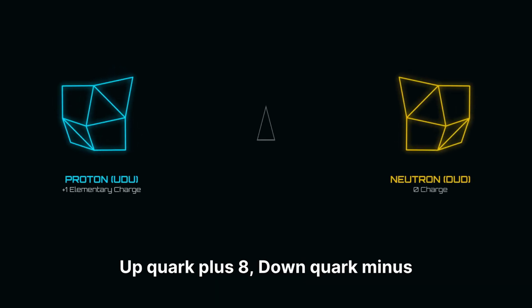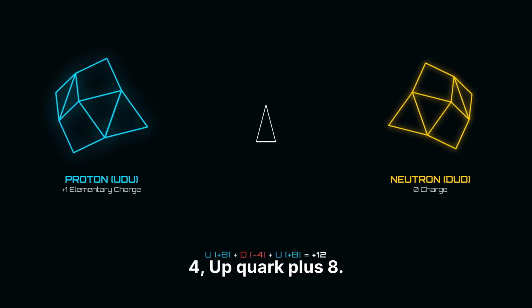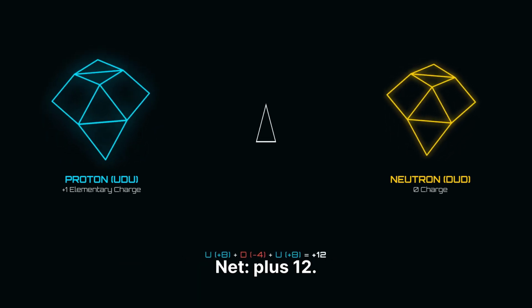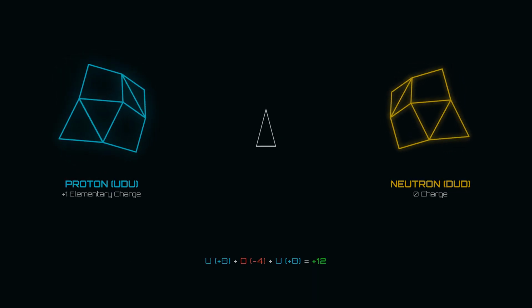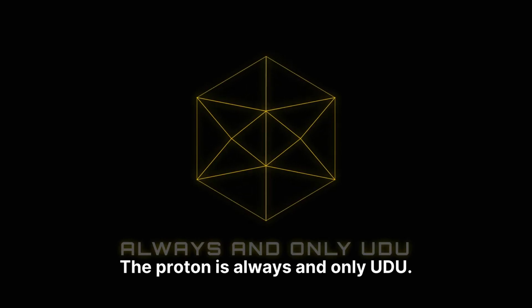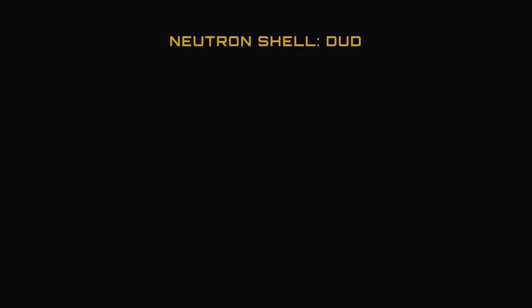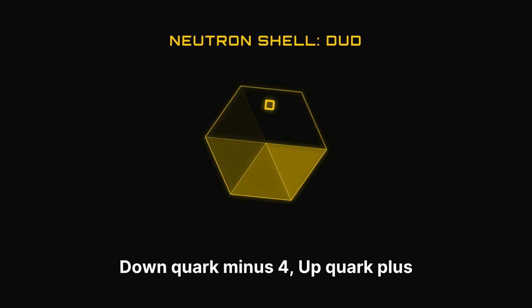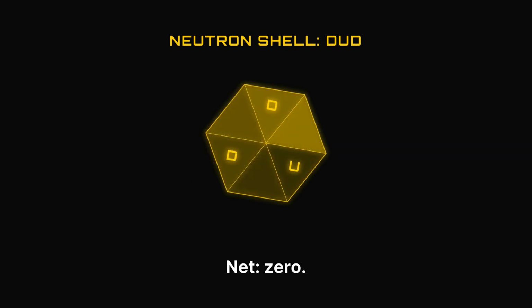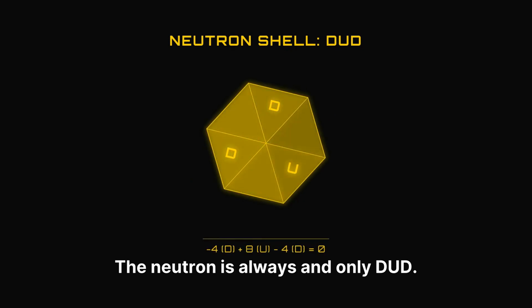Proton UDU: up quark +8, down quark -4, up quark +8, net +12. This is +1 elementary charge. The proton is always and only UDU. These geometries are fixed and non-negotiable. Neutron DUD: down quark -4, up quark +8, down quark -4, net 0. The neutron is always and only DUD.